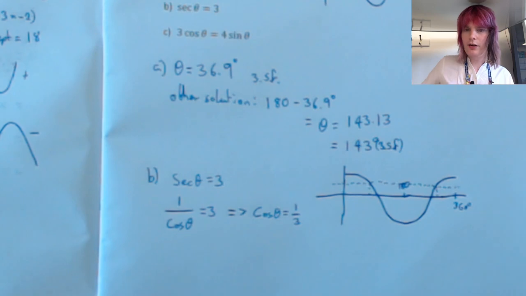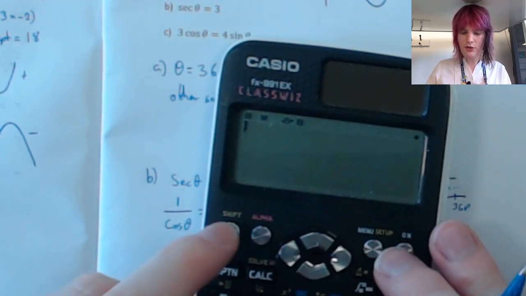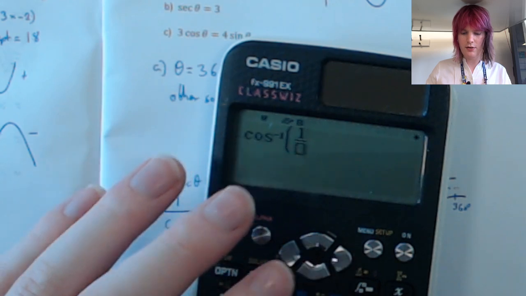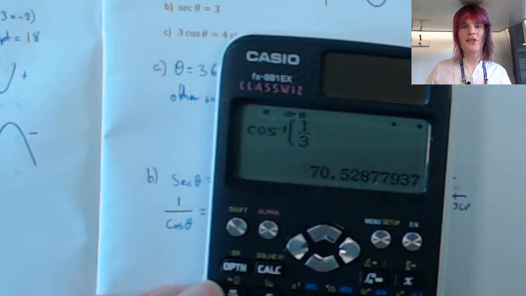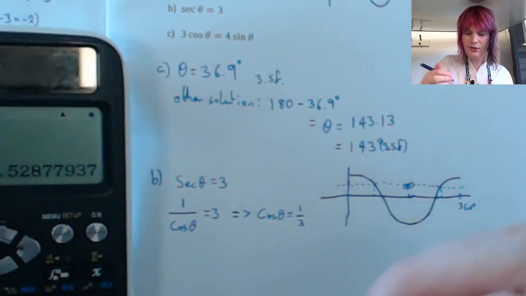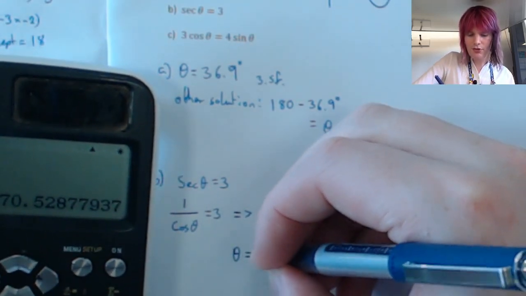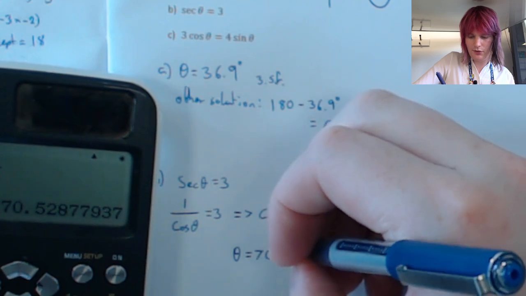So we take our graph, we take our calculator. We're going to do the inverse cos of 1 over 3. And that's going to give us 70.528 degrees. And again, stick to 3 significant figures. Theta is equal to 70.5 degrees.